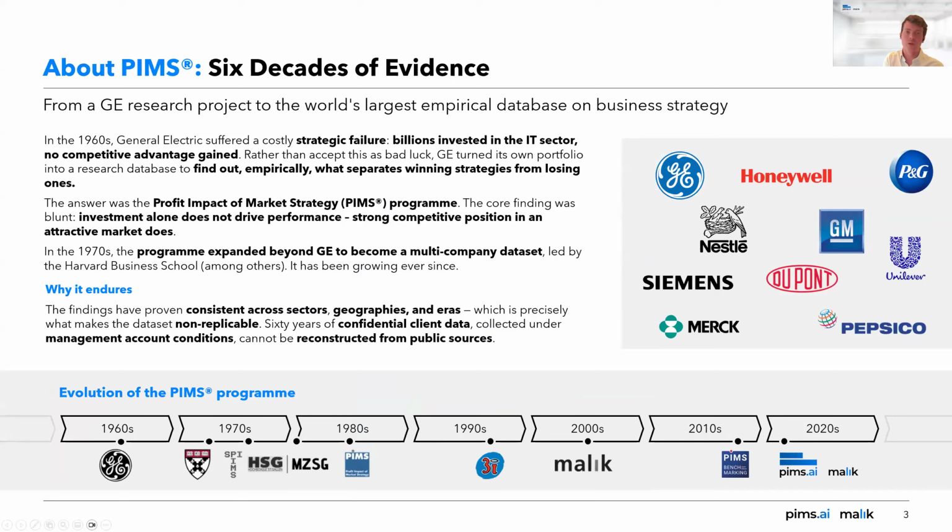The PIMS program was launched in the late 60s at General Electric, off the back of a very costly strategic mistake. They invested billions into the IT sector without gaining any real competitive advantage. And rather than writing that off as bad luck, they decided to turn their portfolio of dozens of business units, from light bulbs to X-rays to nuclear power, into a research database. The goal being to find out empirically what separates a winning business from a losing one. And the findings were clear, and it has held ever since.